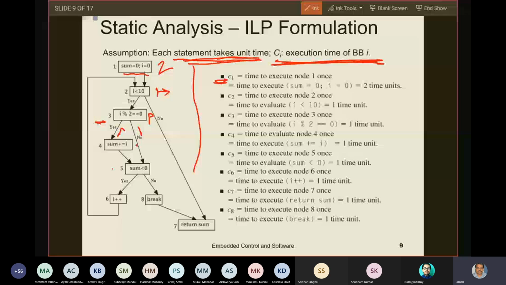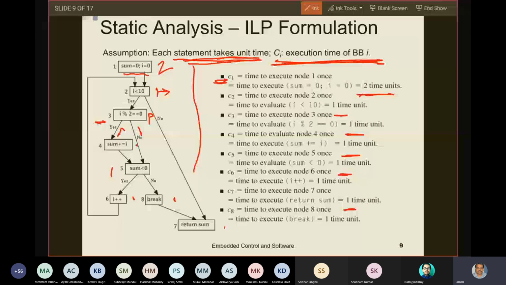Why? Because all other basic blocks have only one instruction. Only the first basic block had 2 instructions. So that is why C1 has 2 units of time and all others have 1 unit of time. So C2, C3, C4, C5, C6, C7, C8 all are 1 time unit. The worst case execution time of each of those basic blocks is 1 time unit.